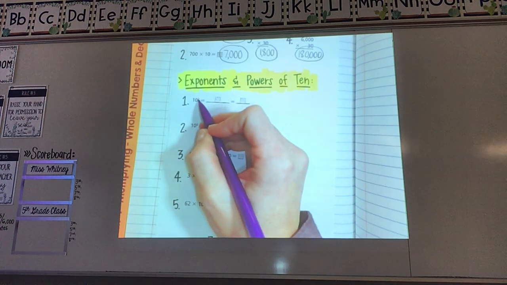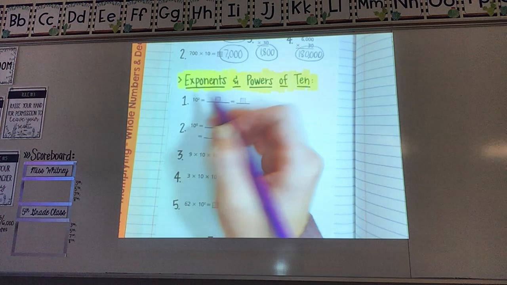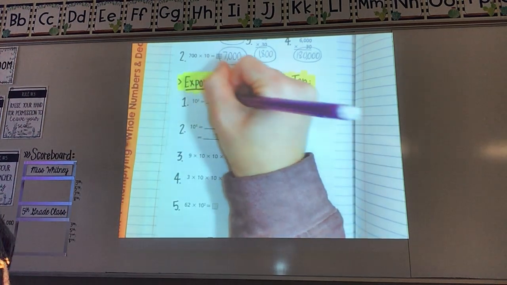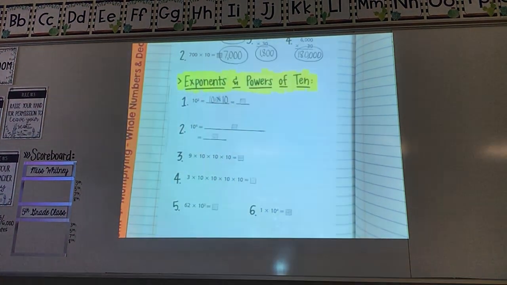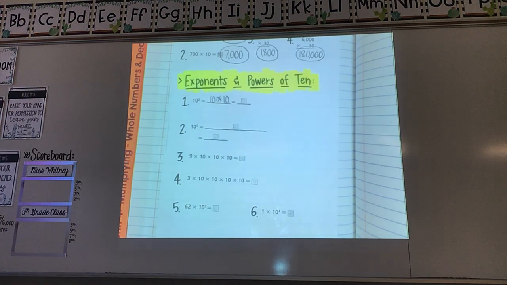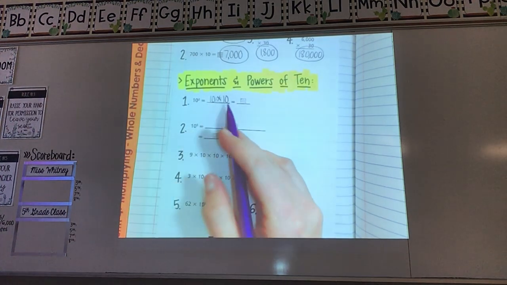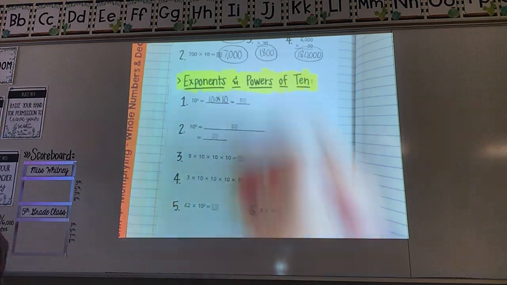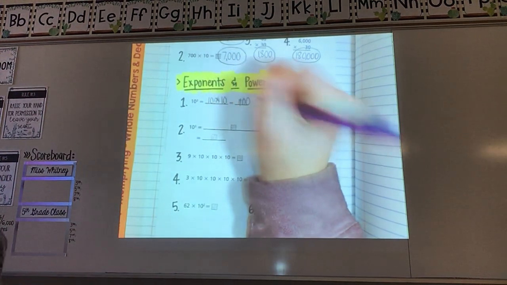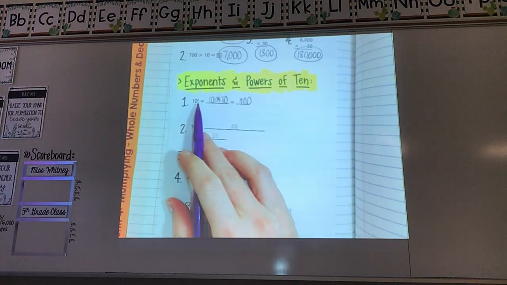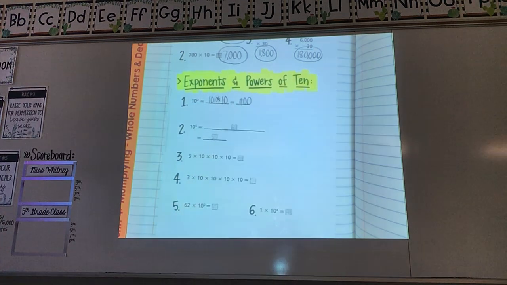This number, the little number, tells me how many times I should multiply my big number. So this tells me I should do 10 2 times. So 10 times 10. That's what that exponent means. And what is 10 times 10? That would be 100. So 10 to the power of 2 is 100.